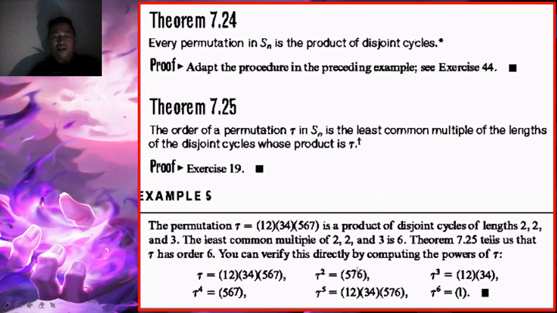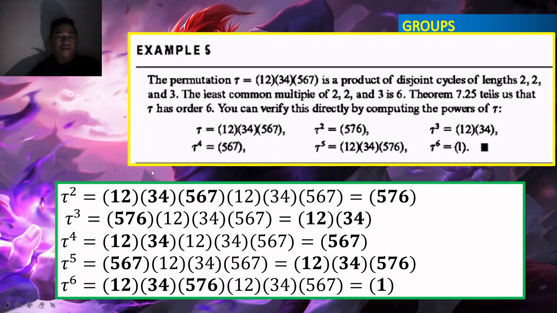You can verify this directly by computing the powers of tau. Tau to the 1 is itself. Tau squared: we compose tau with itself, 1, 2, 3, 4, 5, 6, 7. Tau squared equals the cycle (5 7 6).